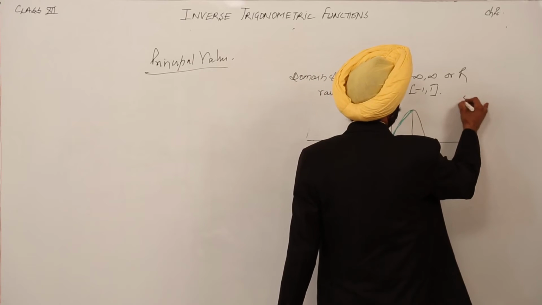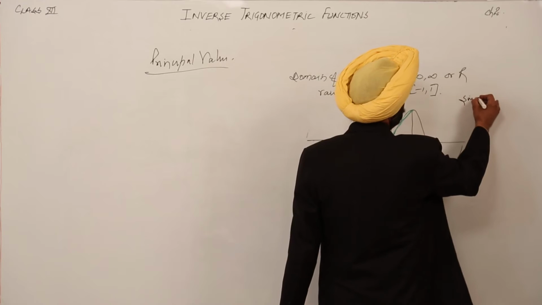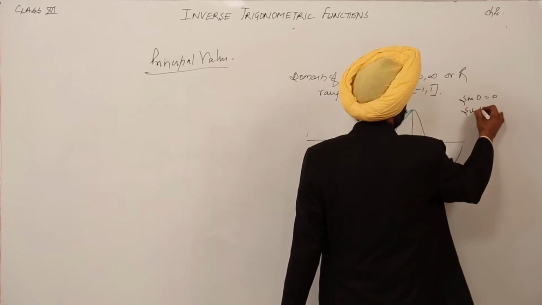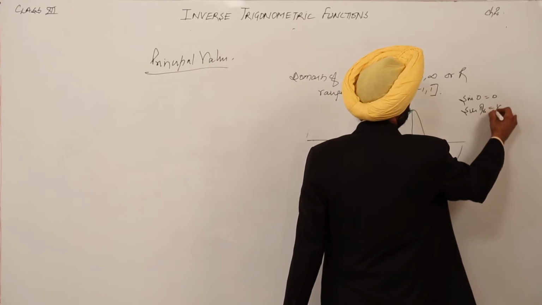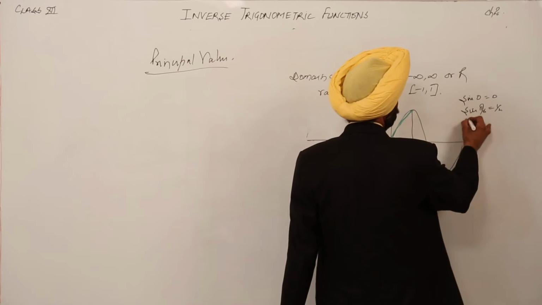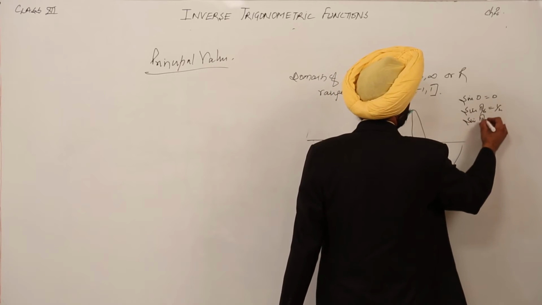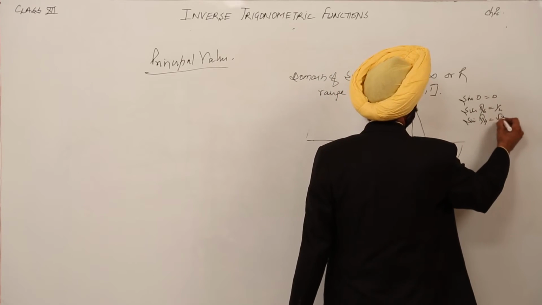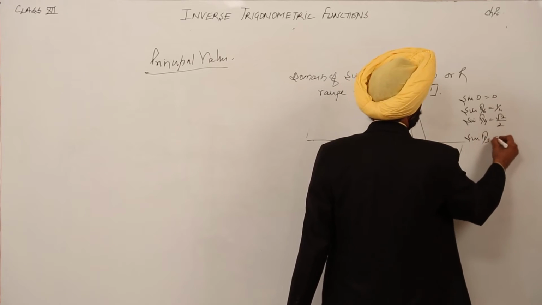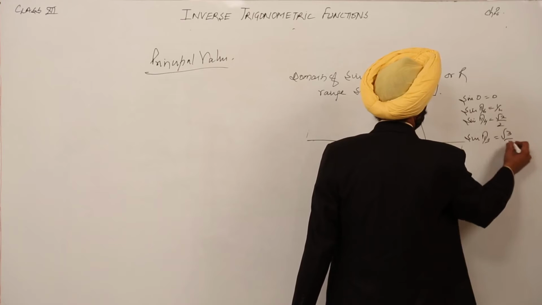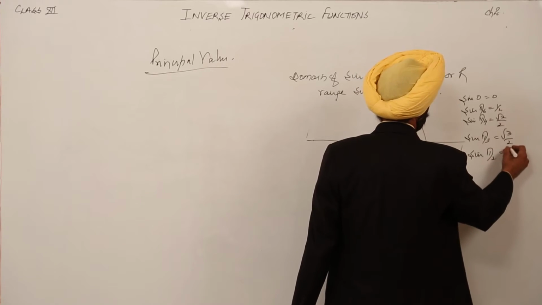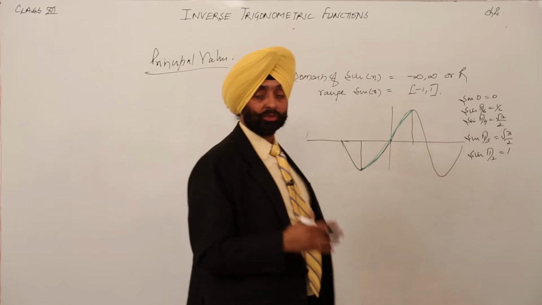We are having sine 0 is 0. Then sine pi by 6 is equal to 1 by 2. Again in the first quadrant, sine pi by 4 was root 2 upon 2. Sine pi by 3 is root 3 by 2. Sine pi by 2 is positive 1. This was in the first quadrant.